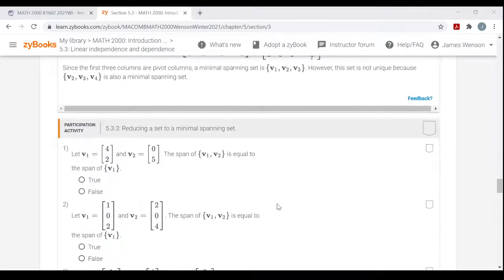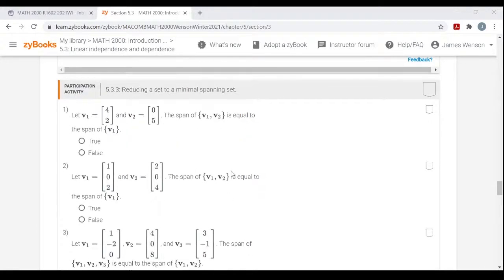All right. So again, you have this activity here. So here v1 is 4, 2, v2 is 0, 5. These are independent. Remember, if there's only two vectors, they're going to be independent if they're not scalar multiples of one another, and these are not scalar multiples. So these are independent. So the span of these two vectors, you can't remove any of them, right? If I say and get the same span because they're independent.